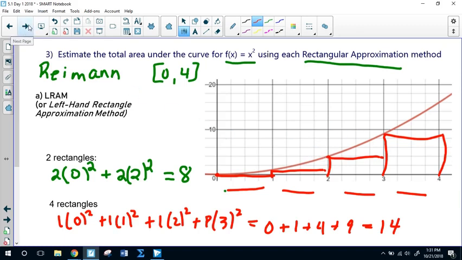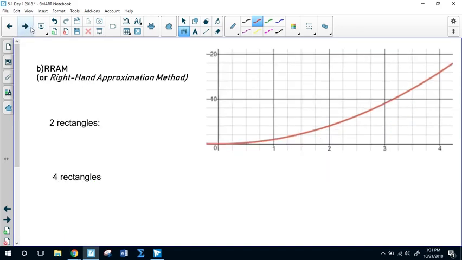Okay, so now we're going to do what's called RRAM. RRAM is when we start on the right side. So that means my rectangles are going to start with the larger, or the right-hand side. So again, if my domain is from 0 to 4, I'll have a rectangle at 4, which means I'm kind of going backwards when I create them. Okay, so let's go ahead and create it backwards. And then as you move forward and understanding it, you don't have to go backwards.